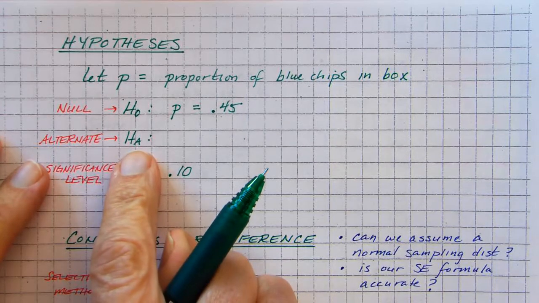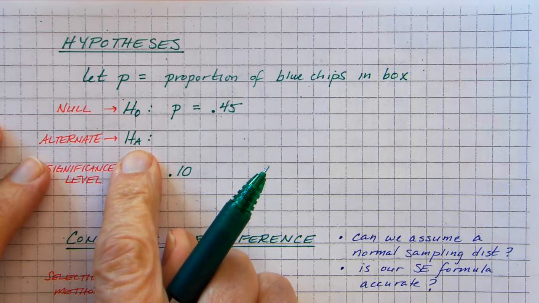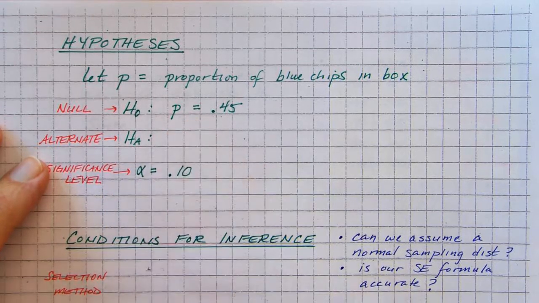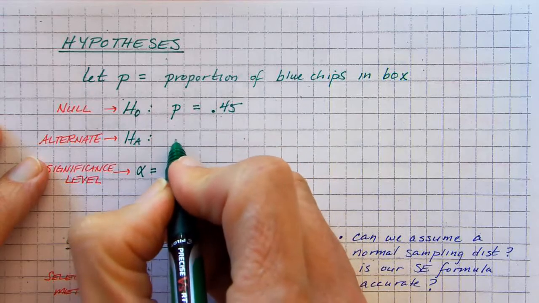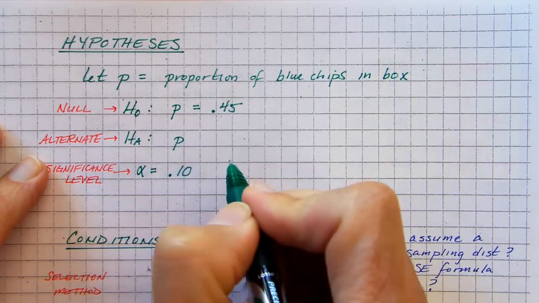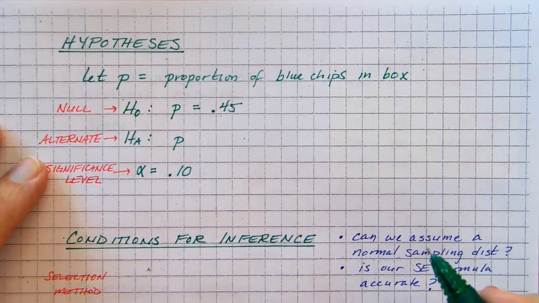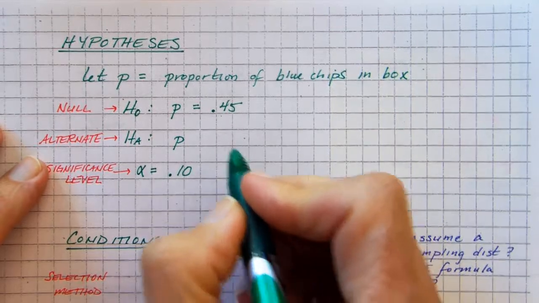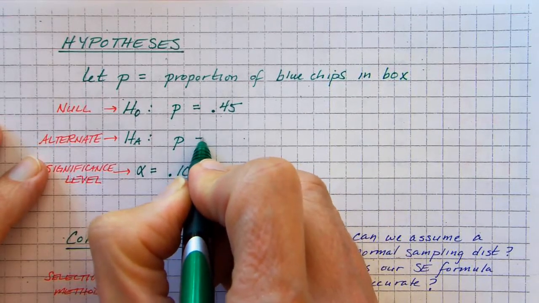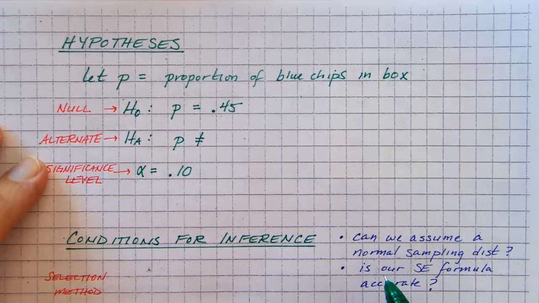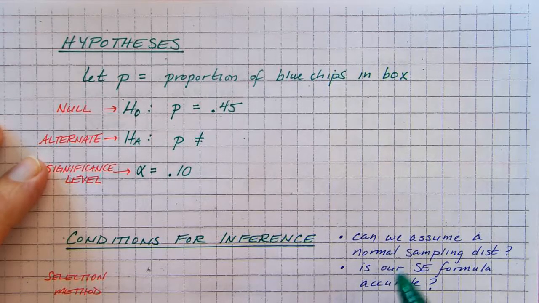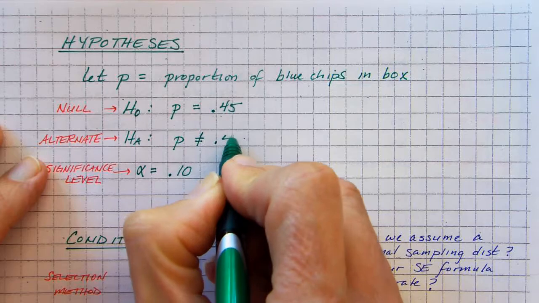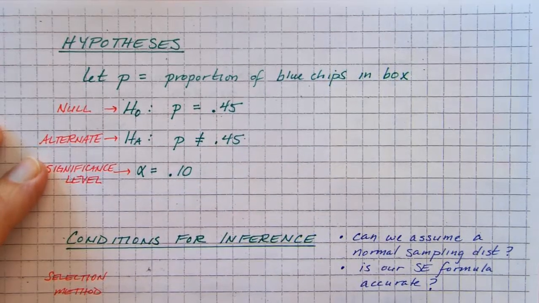Now, the other hypothesis is called the alternate hypothesis. This one must contradict the first one. And so there are a couple different ways we could write this. We could say P is less than 45%, perhaps P is greater than 45%, or sometimes we just say that P is not equal to 45%. And that's what we're going to go with here, because the question really is, is it 45% or is it not 45%? So that's our alternate hypothesis.